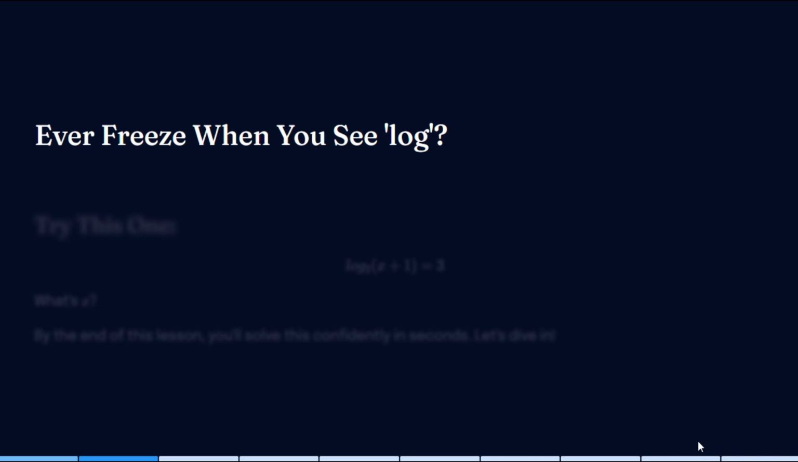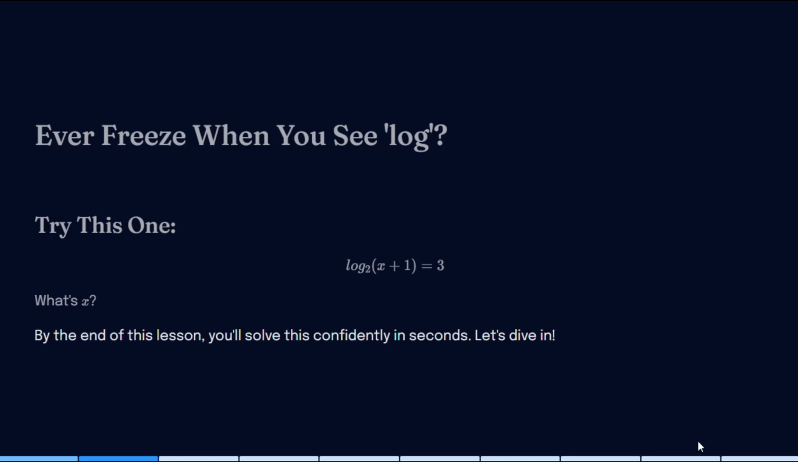Let's look at a real example and work through it together. So here we have log of x plus 1 base 2 equals 3. And we want to know what's x. By the end of this lesson, you'll solve this confidently in seconds. So let's dive in.